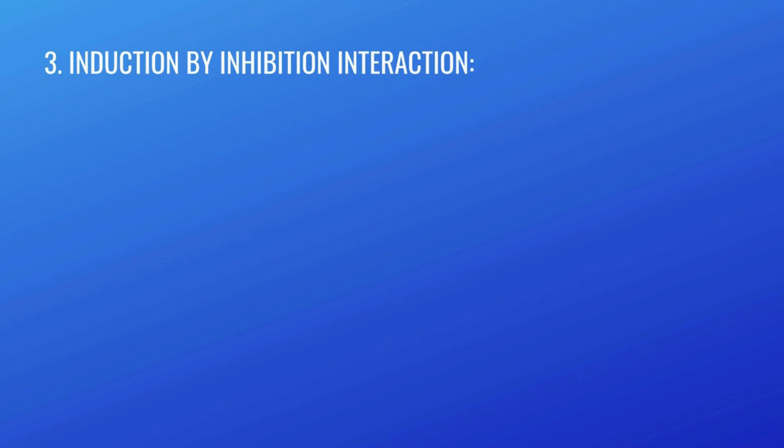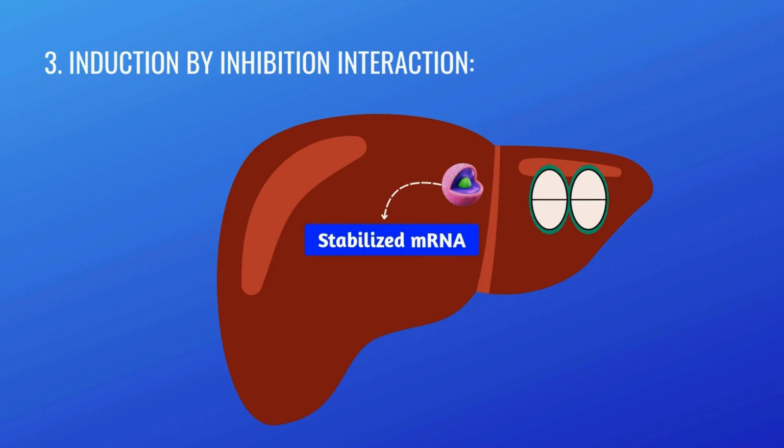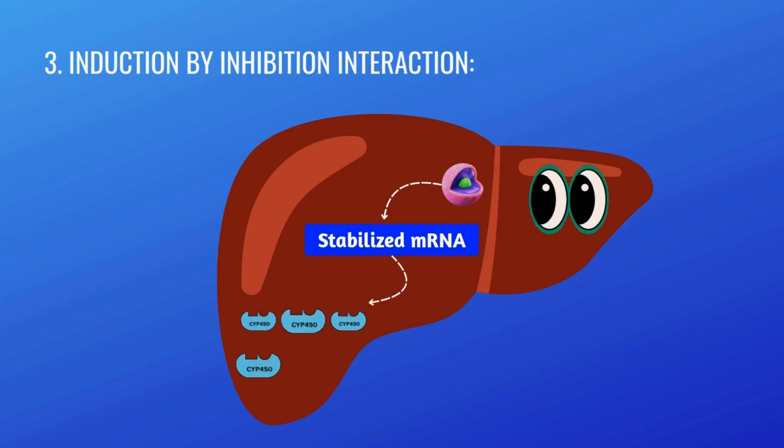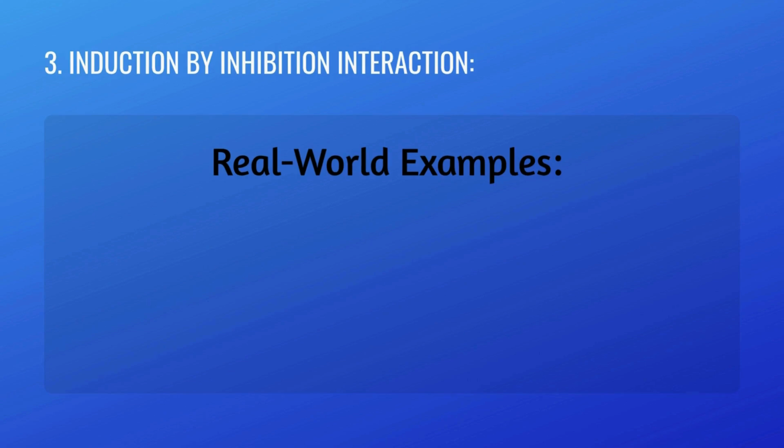The mechanism involved here is that the liver senses the inhibition, so it orders the nucleus to make stabilized mRNA. Now, with this stabilized mRNA, more enzyme proteins are formed. These newly made enzyme proteins become more stable and they last longer, which is called post-translational stabilization. Now let's see some real world examples. Isoniazid induces cytochrome P2E1 this way.